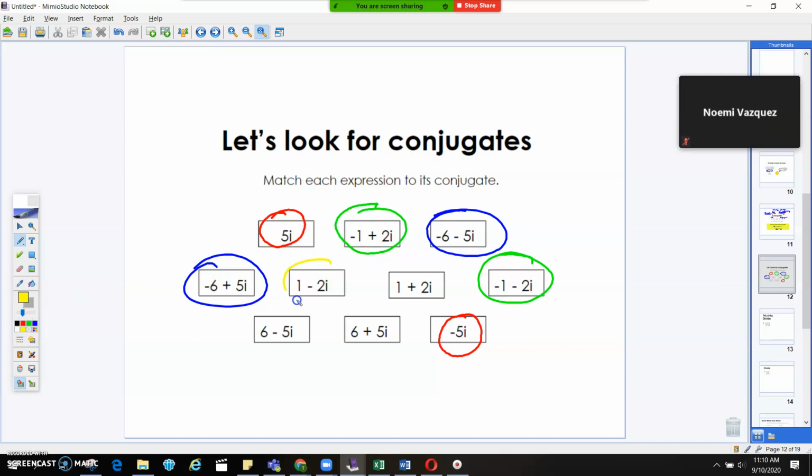The conjugate of 1 minus 2i is 1 plus 2i. And the only things that are left are 6 minus 5i and 6 plus 5i, which are conjugates of each other. So pretty simple. All you're doing is changing that sign.